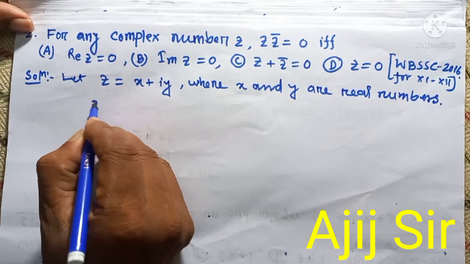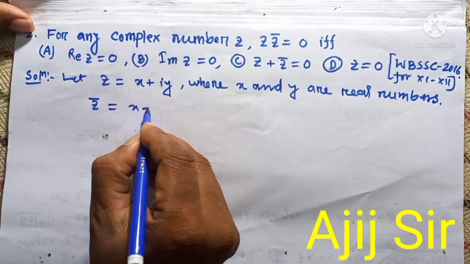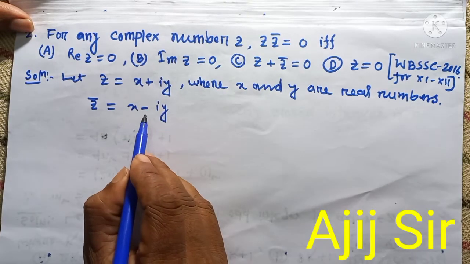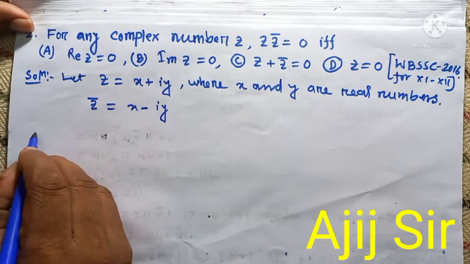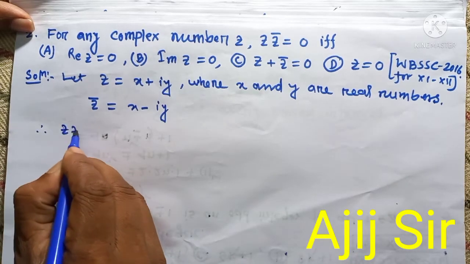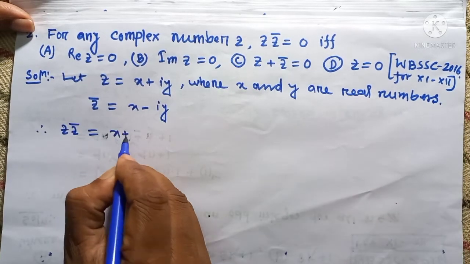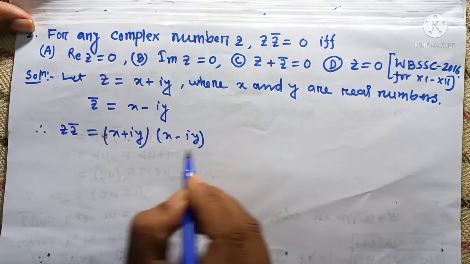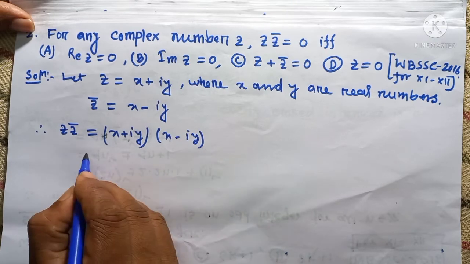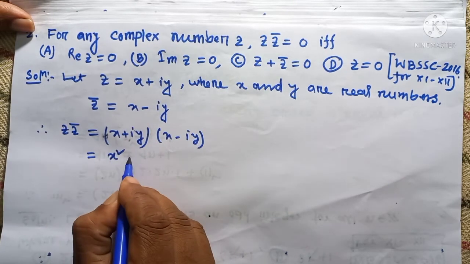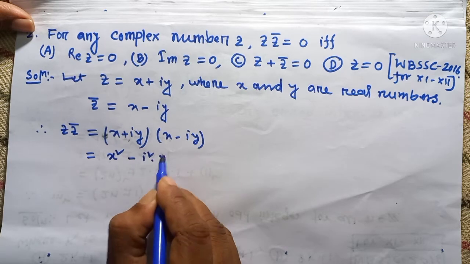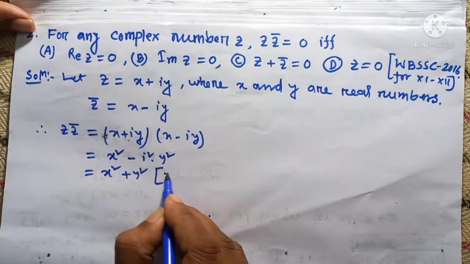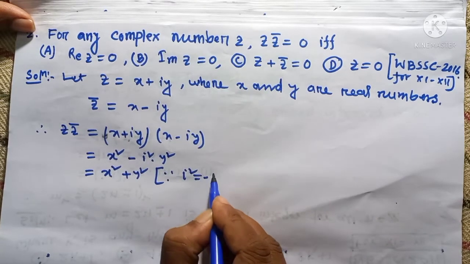So z bar equal to x minus iy, plus sign replaced by minus sign for z bar. Therefore z into z bar equal to x plus iy into x minus iy, this equal to x square minus i square y square, this equal to x square plus y square, since i square equal to minus 1.